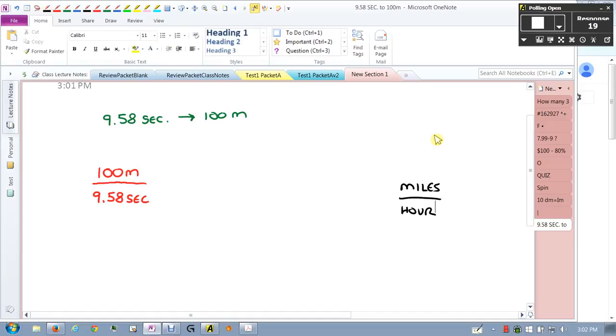Now, why didn't I do it the other way? Why didn't I put 9.58 seconds on top and 100 meters on bottom? Why not? Correct. I could have set this up either way, but because my final answer is the distance divided by the time, I want my initial setup to also be the distance he ran over time. Understand? Okay, let's try and get this.